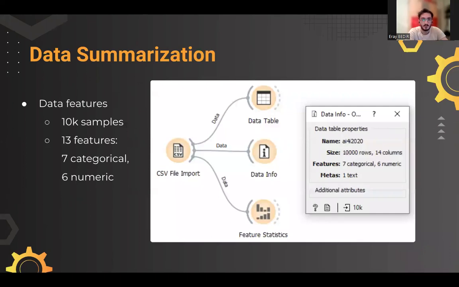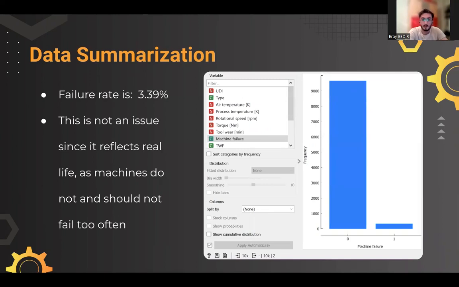Our data has 10K samples and 13 features, 7 of them are categorical and 6 of them are numeric. Next, please. The machine failure rate is 3.39%. This is not an issue since it reflects real life values. If a machine fails too often, it cannot be used efficiently.